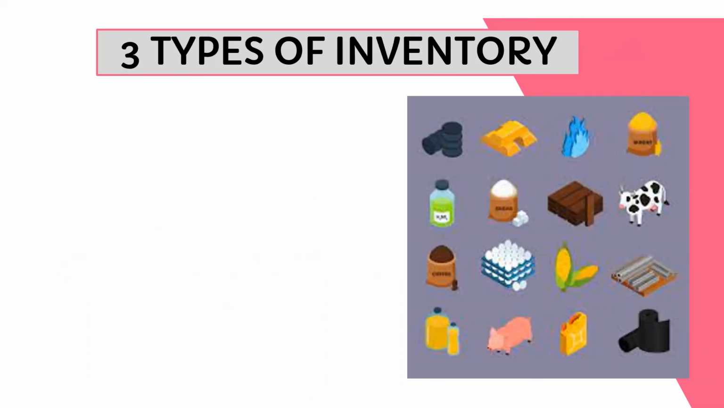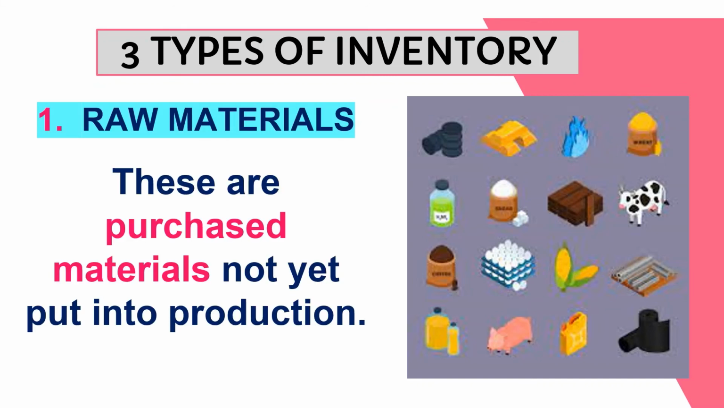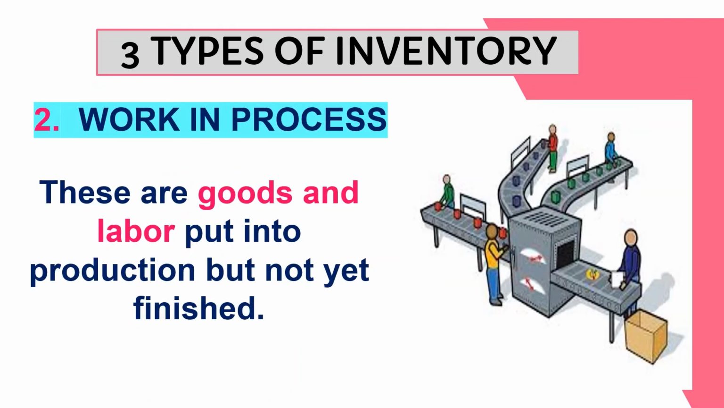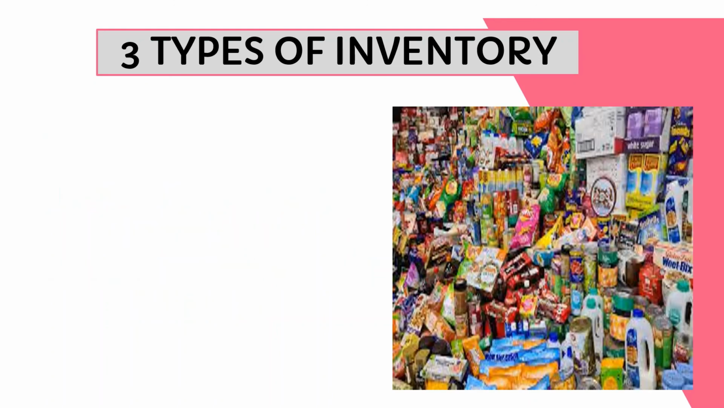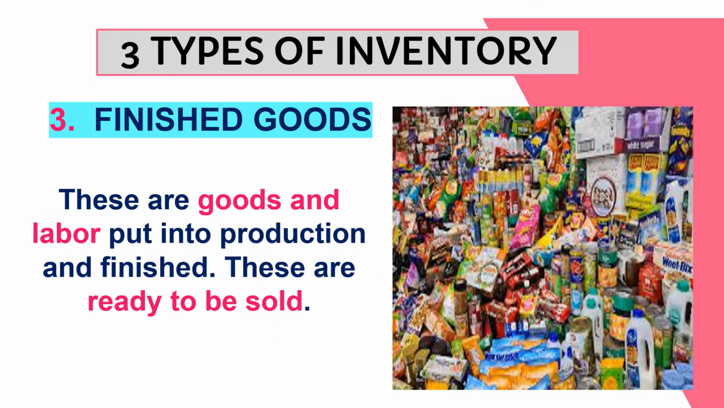3 types of inventory. We have raw materials. These are the purchased materials that get put into production. Work in process. These are goods and labor put into production but not yet finished. And 3, finished products or goods. These are goods and labor put into production and finished. These are ready to be sold.